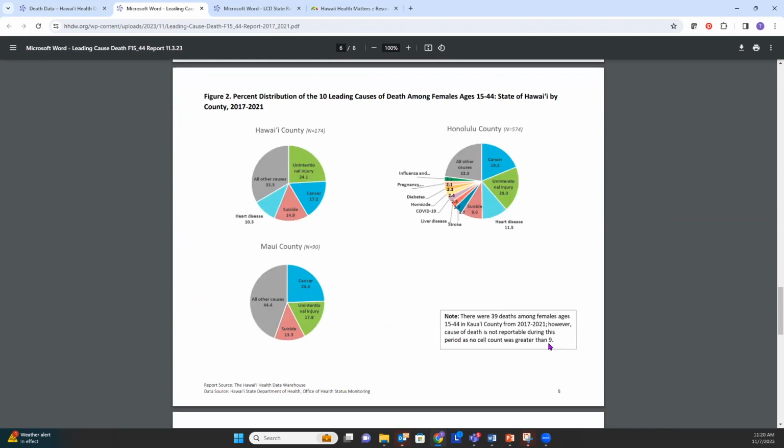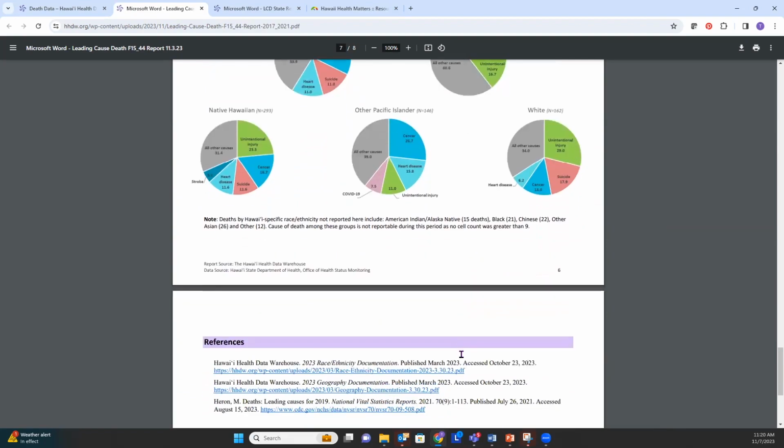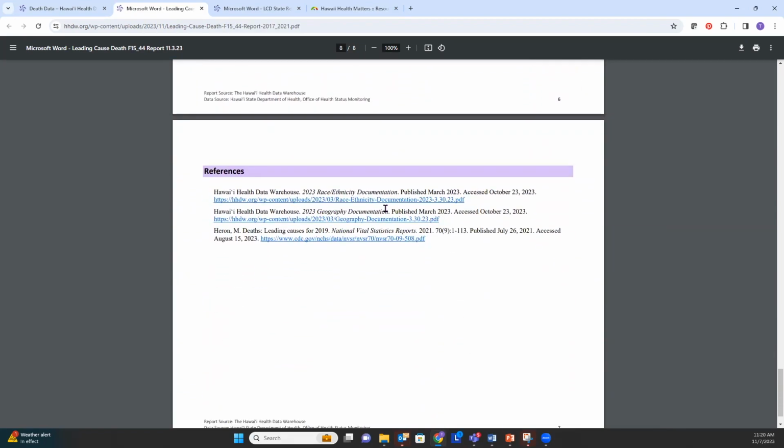And you'll note here that there were only 39 deaths among females in this age group in Kauai County, so none of those are going to be reportable. They're all other causes. And then we have it by race ethnicity as well. And then finally, on all of the reports, you have that reference page, which will give you the links to the references of how we made these reports.